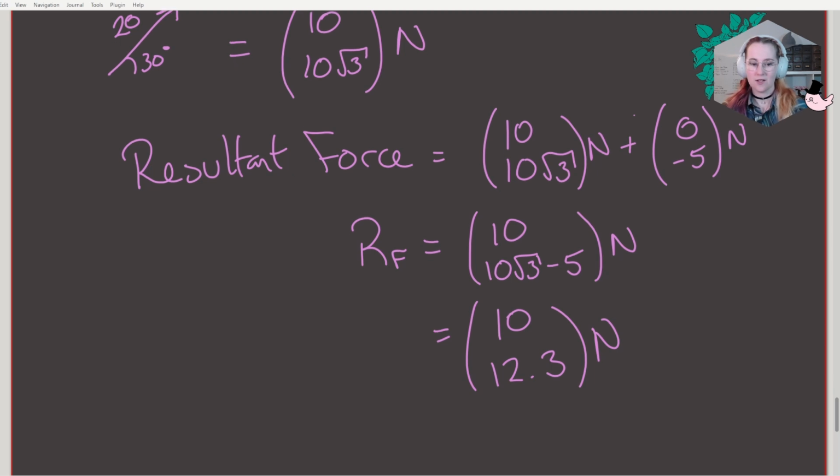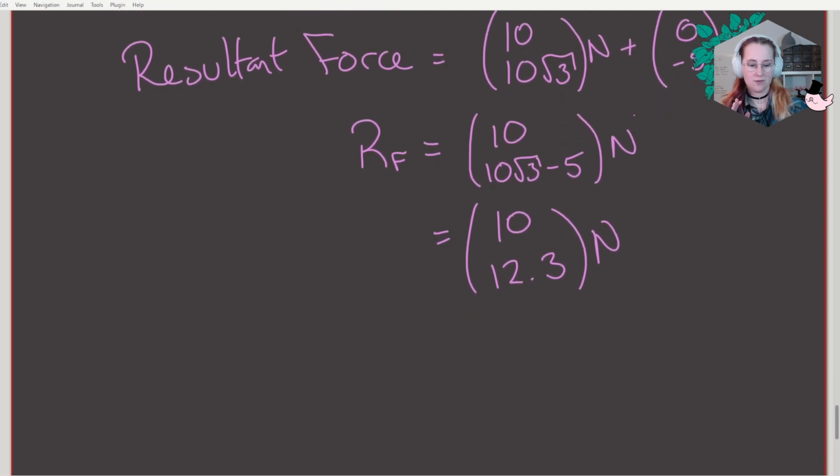Okay. So that's our vectorized form. But what if I want to draw an arrow?